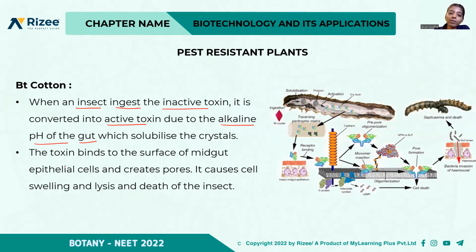Then the toxin binds to the surface of mid-gut epithelial cells, and it creates pores. As a result, cell swelling and lysis occur, leading to death of the insect. So it is actually target specific. It affects only that particular insect, right? So this is the mode of function of Bt toxin.